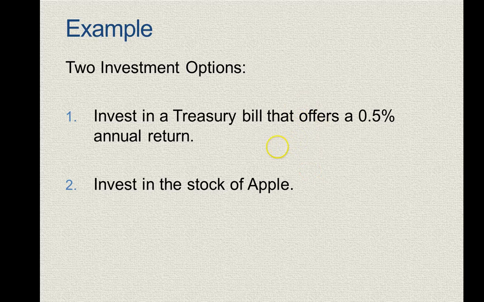So let's look at the example. We have two investment options. One is to invest in a treasury bill that offers a 0.5% annual return. Generally speaking, we consider a treasury bill to be risk-free. So that means here 0.5% is sort of a guaranteed return.